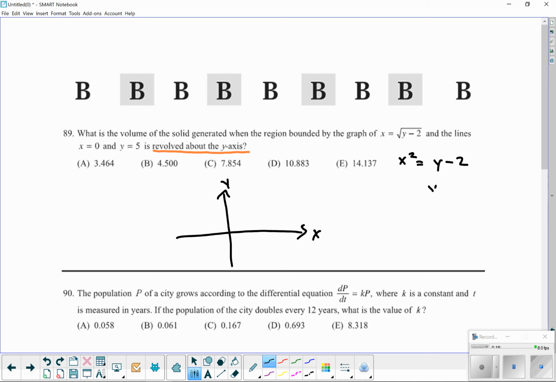So my function is x squared plus 2 equals y, and that looks like this. We want to revolve the region bounded by the lines x equals 0, which is this line here, and y equals 5, which is 1, 2, so something up here.